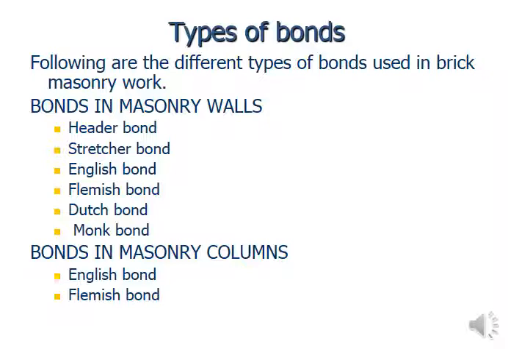So we are going to start with the types of bonds. Bonds in masonry walls: header bond, stretcher bond, English bond, Flemish bond, Dutch bond, and monk bond. These first four bonds we will discuss in our course. Dutch bond and monk bond are certain types, some modifications you make to English or Flemish bond, but basically the very basic bonds are these first four, and we are going to discuss these four bonds in detail. Bonds in masonry columns: usually English bond and Flemish bond are provided in columns.